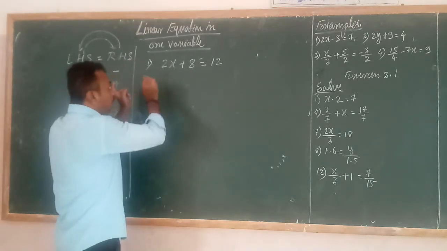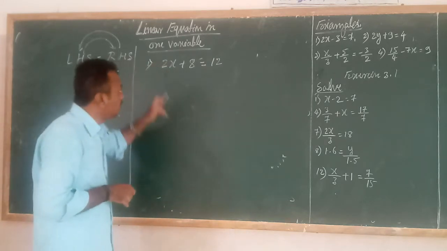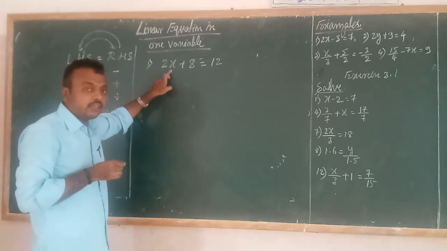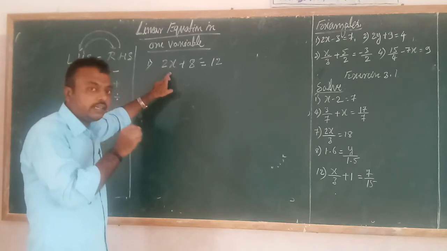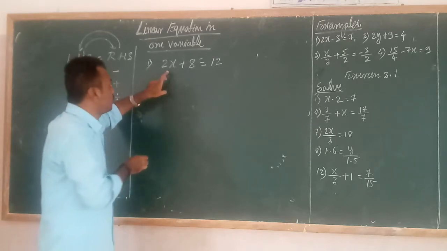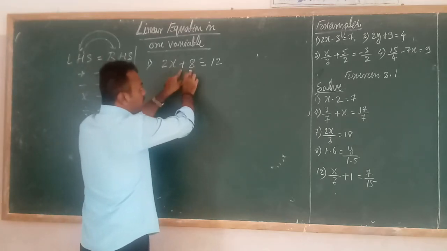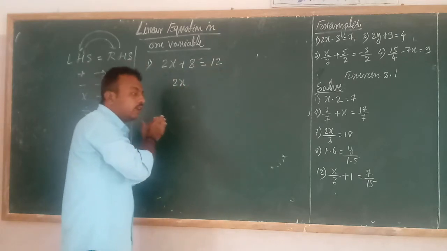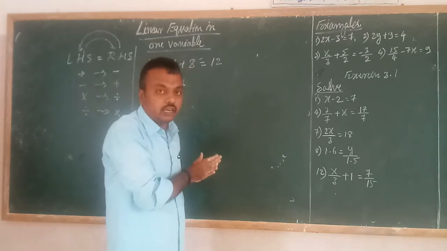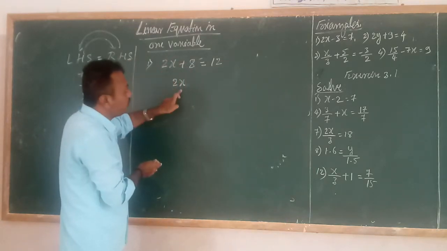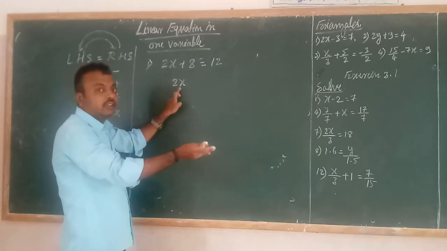So now, which value do I want to calculate? Yes, the x value we want to calculate. Correct. So the term whose value we are calculating, we have to keep on the LHS side. So 2x we write here as it is, plus 8 is there, and here 12 is there. We have to write the constant term on one side and the variable term on the other side. So 2x is the variable, and I will write the variable on the LHS side. On the RHS side, I will write the constant term.